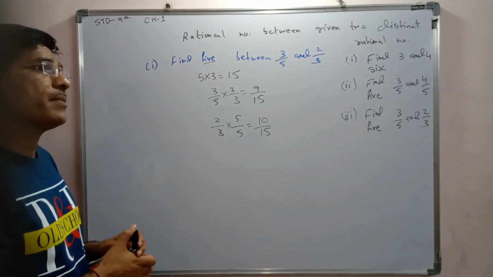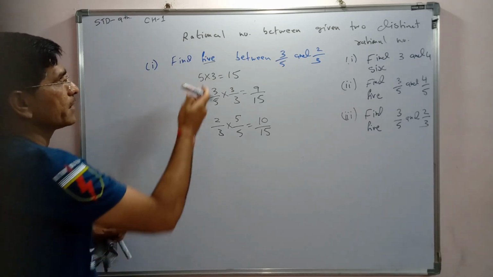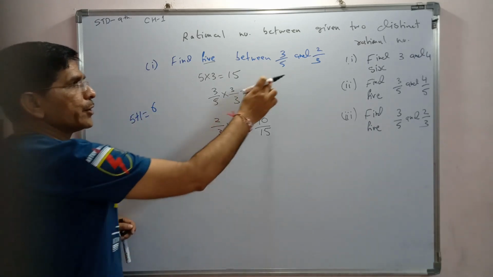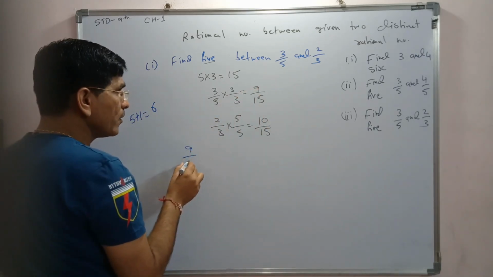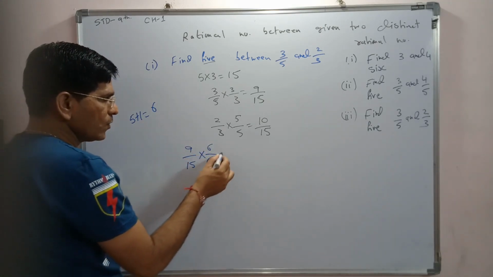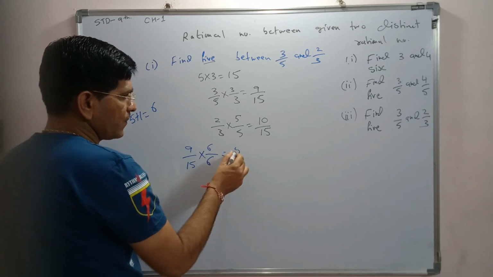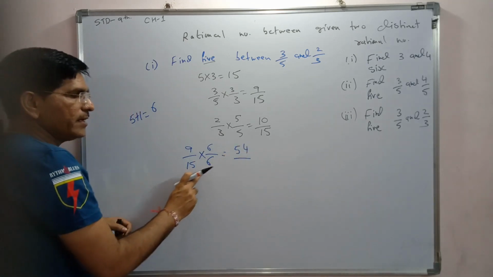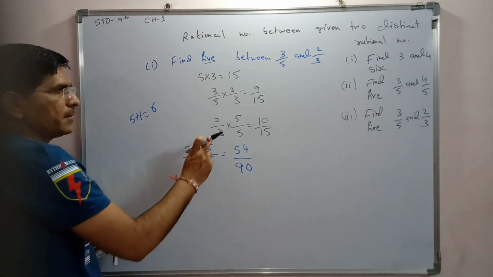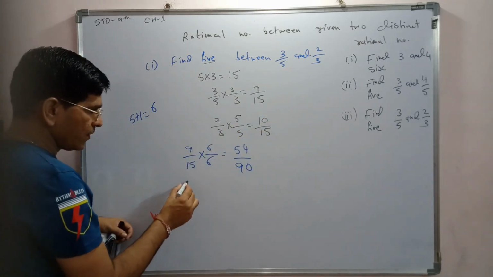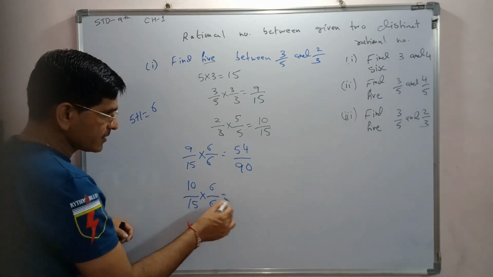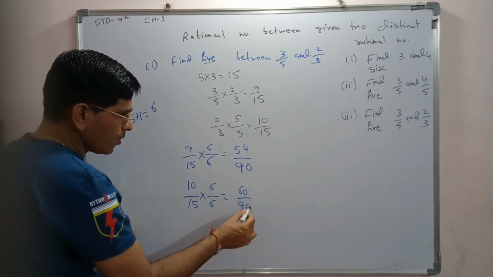So 5 plus 1, 6. Always remember, 5 plus 1, 6. So we have to multiply numerator and denominator by 6. You will see that 9 sixes are 54 and 15 sixes are 90. And our second number is 10 upon 15. We again multiply by 6, that is 60 upon 90.